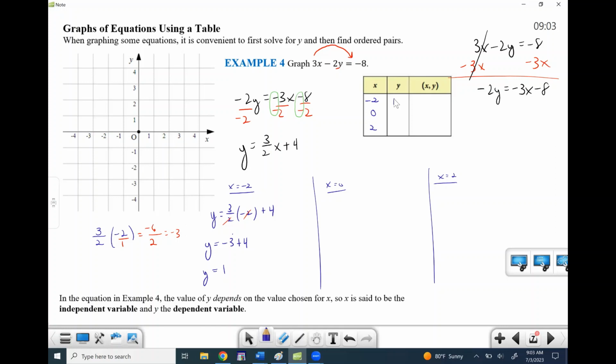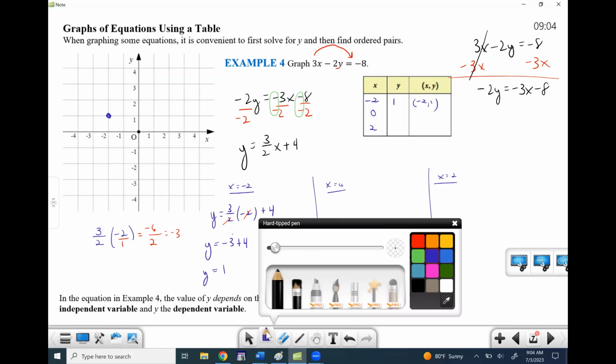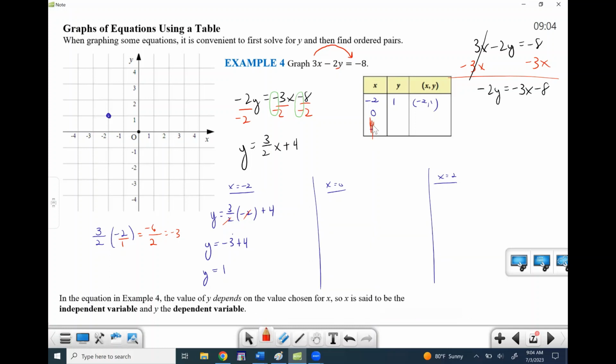All right, so 1's the y value. So -2, 1 is going to be this one. I'm actually going to try to use different colors so you know which points, you guys. So let's go ahead and do 0 now.